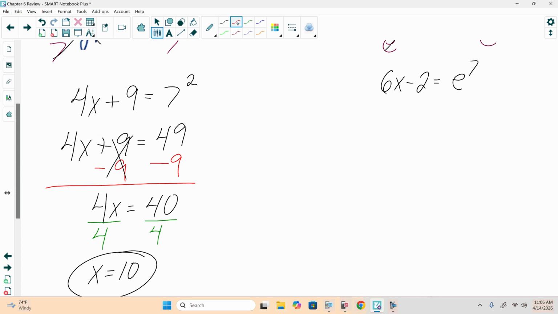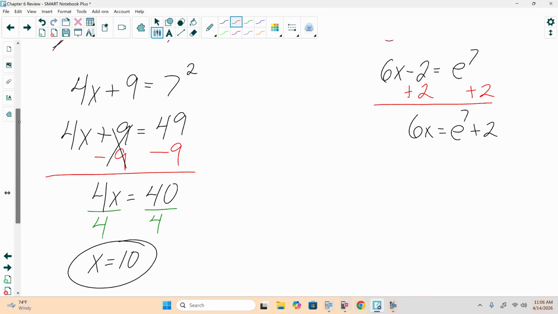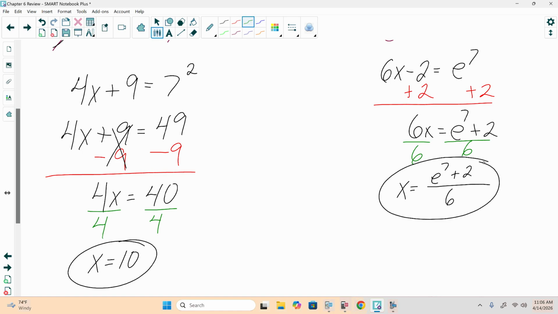We just need to get x by itself. So the first thing we can do is add 2 to both sides. Telling me that 6x is equal to e to the 7th plus 2. We will not add the 7 and 2 because the 7 is in an exponent and the 2 is not. Questions on this here? And lastly, to get x by itself, we're going to divide both sides by 6, telling us x is equal to e to the 7th plus 2 divided by 6.